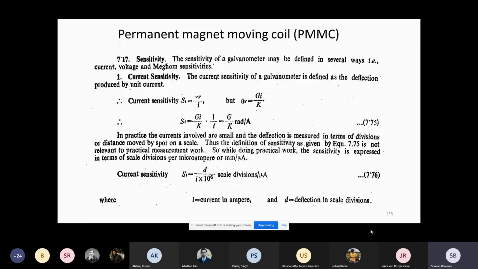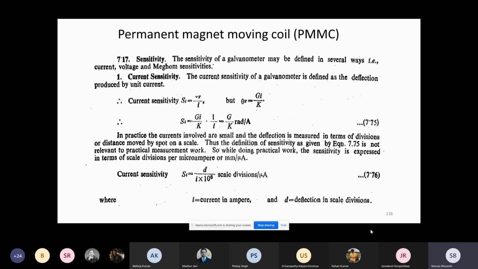And it is good in the sense that you don't need to take much current from the circuit, which is also very good. Only a small portion of current you shunt, take it, and then you get deflection out of that current. Now this is the current sensitivity equation 7.75, which is due to the deflection of the pointer.